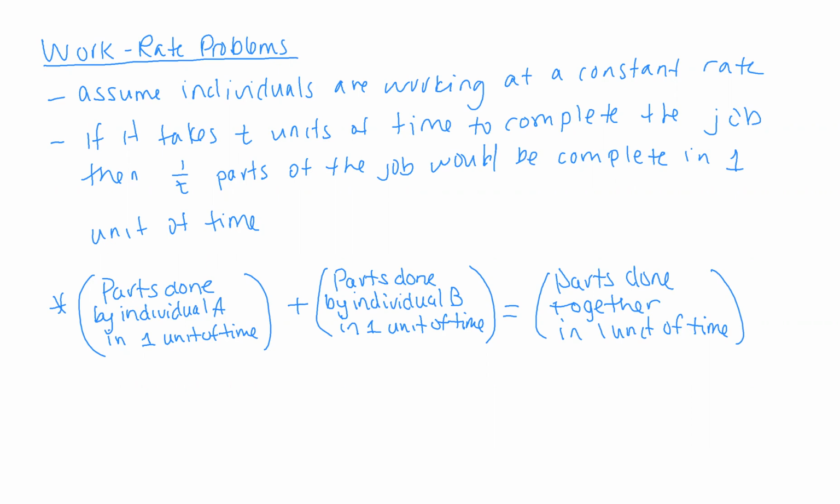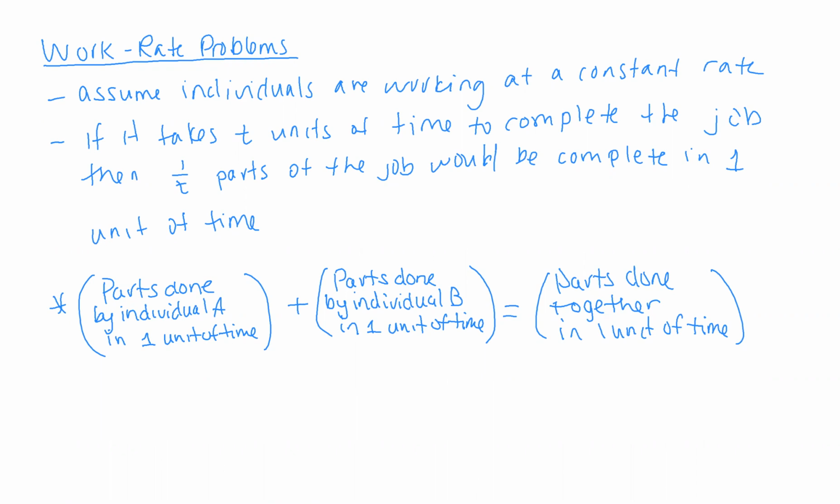Now, this is very realistic with machines. Not very realistic when you're dealing with people, humans, but we still make the assumption that whatever is working is at a constant rate of speed. Now, the other assumption we have to make is that if it takes t units of time to complete a job, then 1 over t parts of the job would be complete in 1 hour.